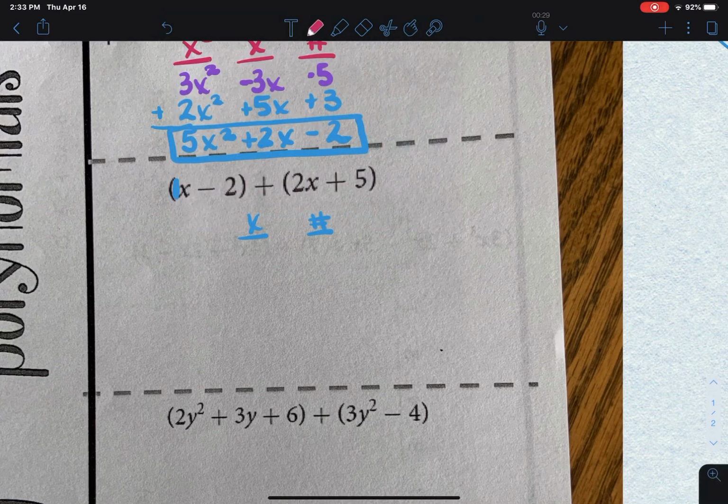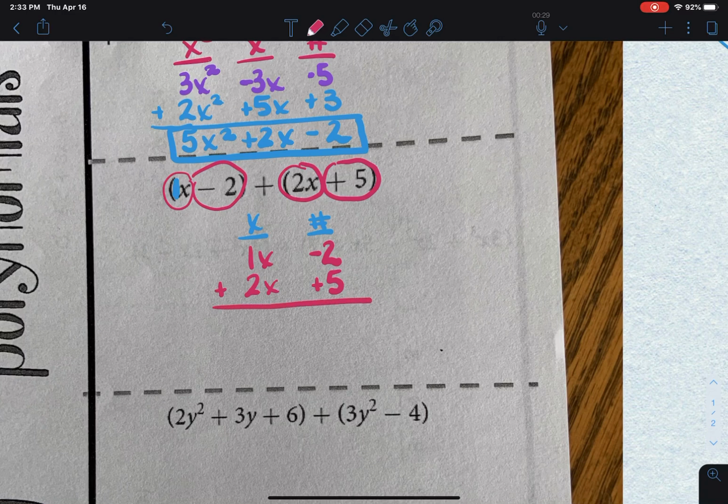So now I'm going to go through and kind of get my pieces together. So 1x, and then minus 2 is going to be negative 2. Then I'm going to sort this. So it's going to be 2x, and then plus 5. Once I have everything sorted, I can make my plus sign and draw my line.